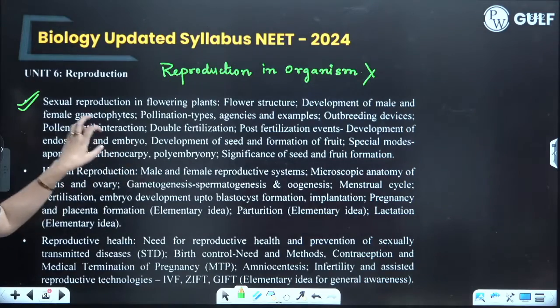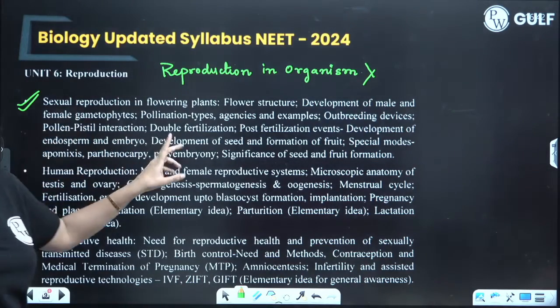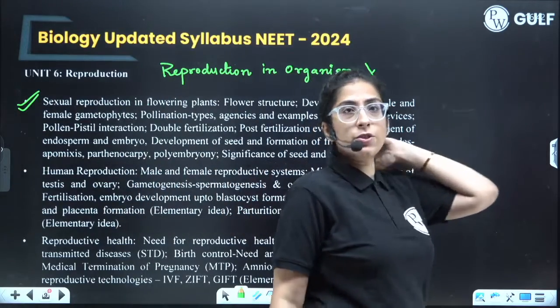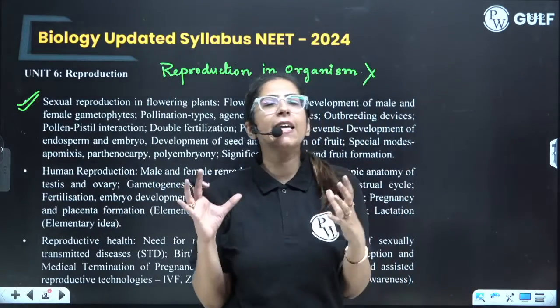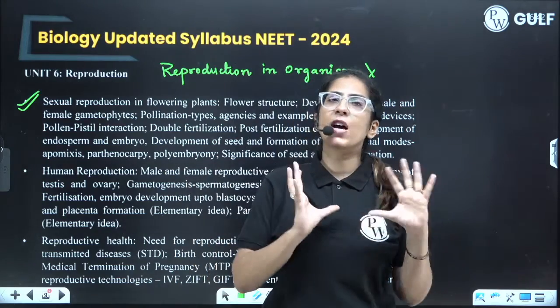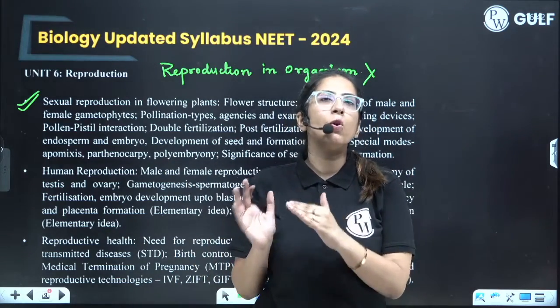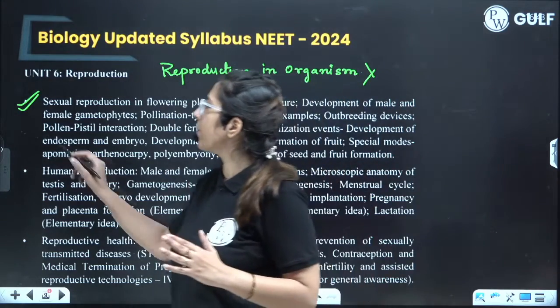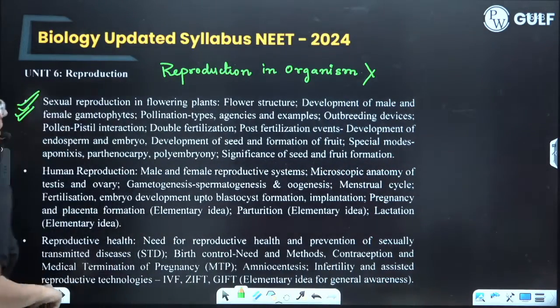See here, sexual reproduction in flowering plants, that is angiosperm, because this time they focused more on organizing the topics, those which are already in 12th standard. So those topics are deleted from the 11th standard. Accordingly, the syllabus has been divided. So everything related to angiosperm you will be studying here.